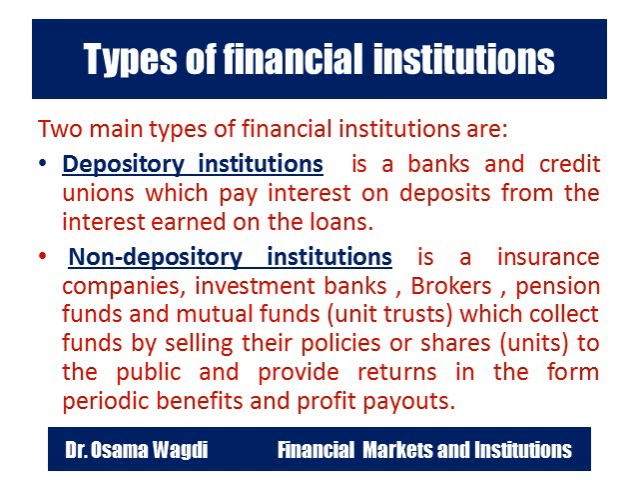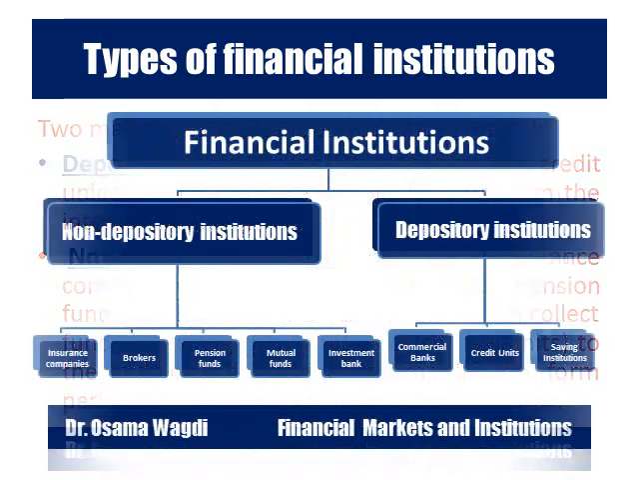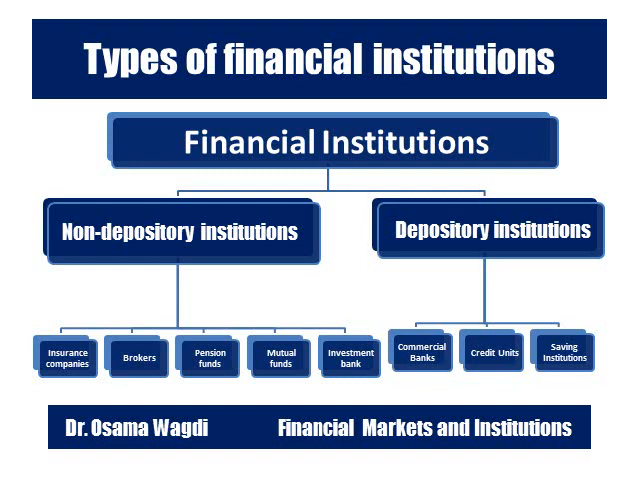Okay, what are the types of financial institutions? We can divide them into two main types: depository institutions and non-depository institutions. Depository institutions are banks and credit unions, which pay interest on deposits from the interest earned on the loans. Non-depository institutions are insurance companies, investment banks, brokers, pension funds, and mutual funds, which collect funds by selling their policies or shares, like units, to the public and provide returns in the form of periodic benefits and profit payouts. We can classify them as follows: financial institutions, non-depository institutions, and depository institutions.